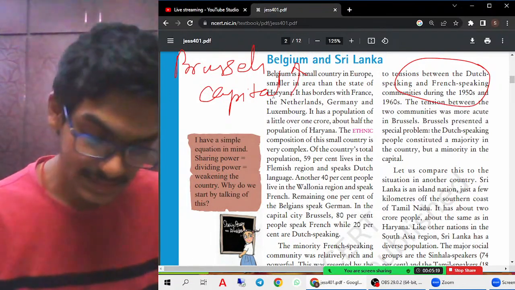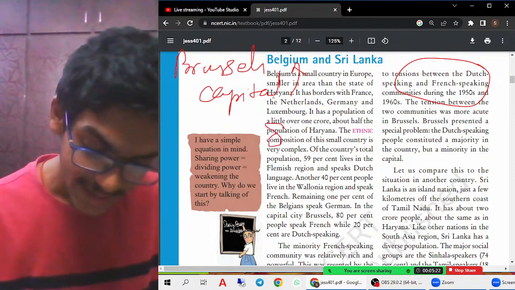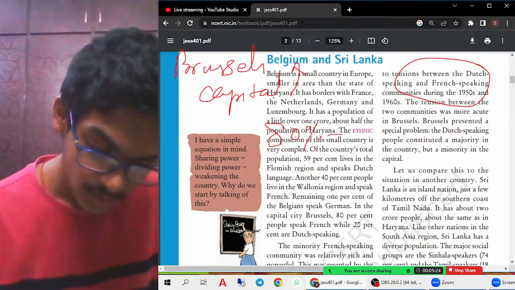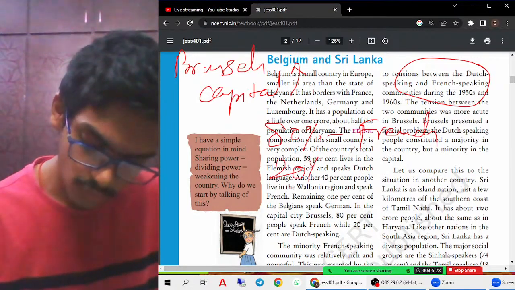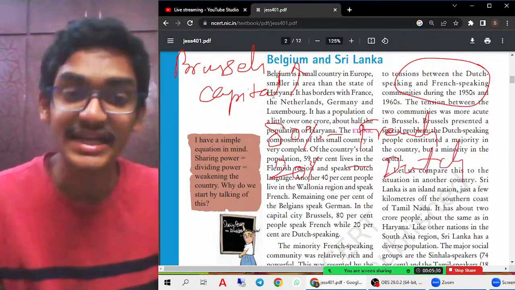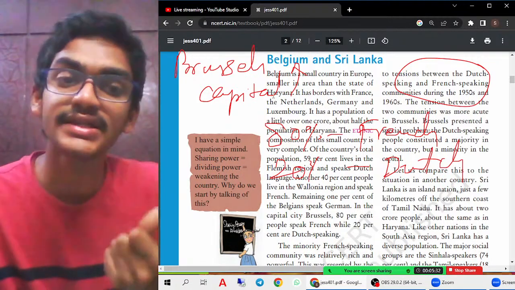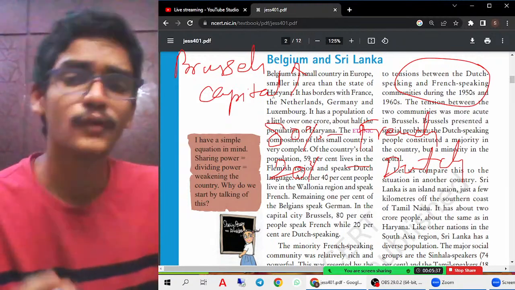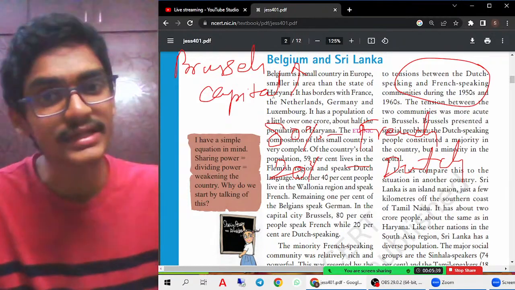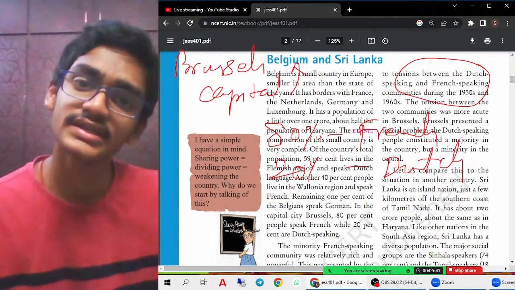But in the capital city, that is Brussels, 80% of the people actually spoke French, but only 20% of the people spoke the Dutch language. Now we can try to understand, because a capital city in a country is very important, in the form of economic development, administration purposes or any other thing also, the capital of a city is very important.